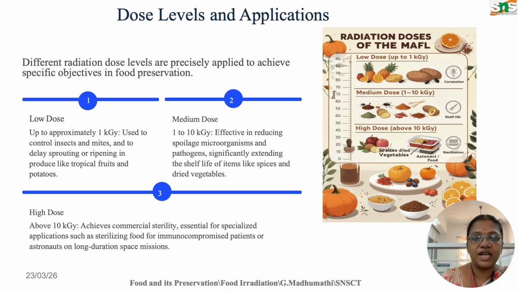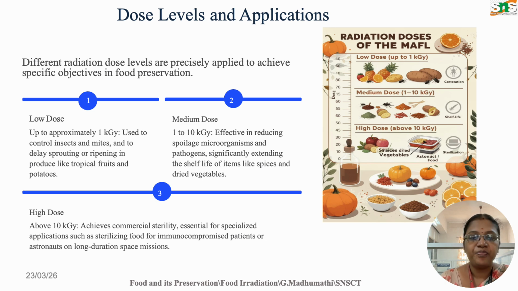So what will be the dose levels and how can they be applied to the food? Different radiation dose levels are precisely applied to achieve specific objectives in food preservation. There are three different types of doses being used: low dose, medium dose and high dose. Low dose ranges from approximately only up to 1 kilogray. We indicate the dosage level in food irradiation in kilogray. This is mainly used to control insects and mites and to delay the sprouting or ripening process in fruits and vegetables. So this is the role of low dose application.